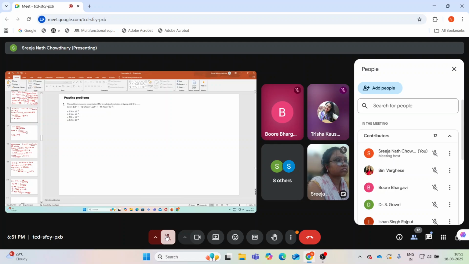Answer is 3.05, ma'am, into 10 to the power minus 1. Options not there. The answer of 1, no, it's coming 7.76 into 10 to the power minus 8.